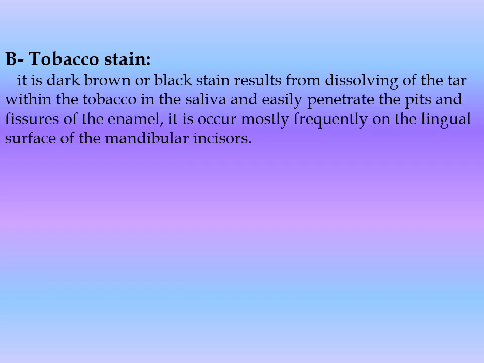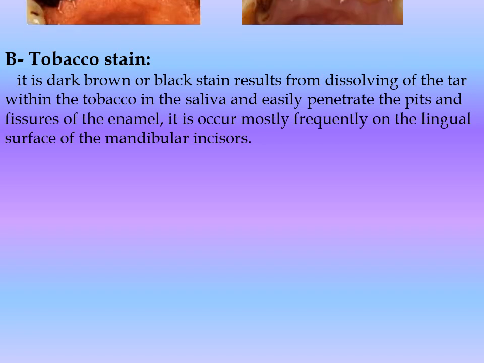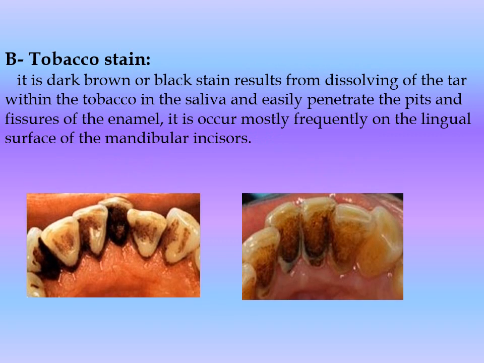Tobacco stain. It is a dark brown or black stain resulting from the dissolving of the tar within the tobacco in the saliva, and it easily penetrates the pits and fissures of the enamel. It mostly occurs on the lingual surface of the mandibular incisors.